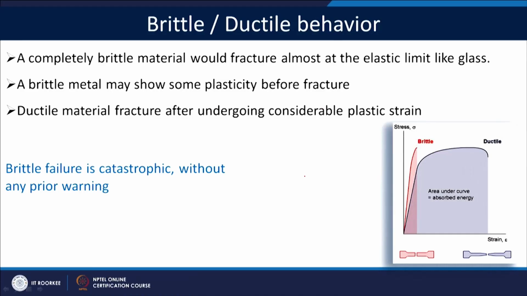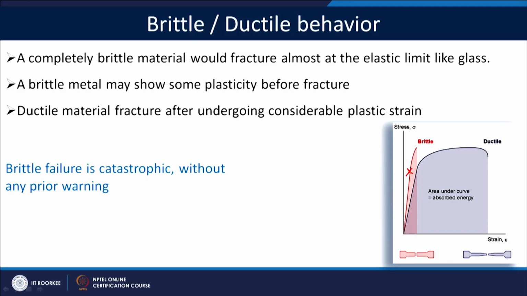Then there can be different behavior, brittle or ductile, of the material. So, what do we mean by brittle fracture, brittle behavior or ductile behavior? In case of a material showing brittle behavior, the fracture will occur almost at the elastic limit. So, it may not even see the plastic part, the fracture will take place somewhere here. If it is a completely brittle material, for example, glass. Glass is a brittle material, if you just apply some stress, it will fracture into parts. And this will happen without showing you any plastic deformation, it will be in the elastic part itself.